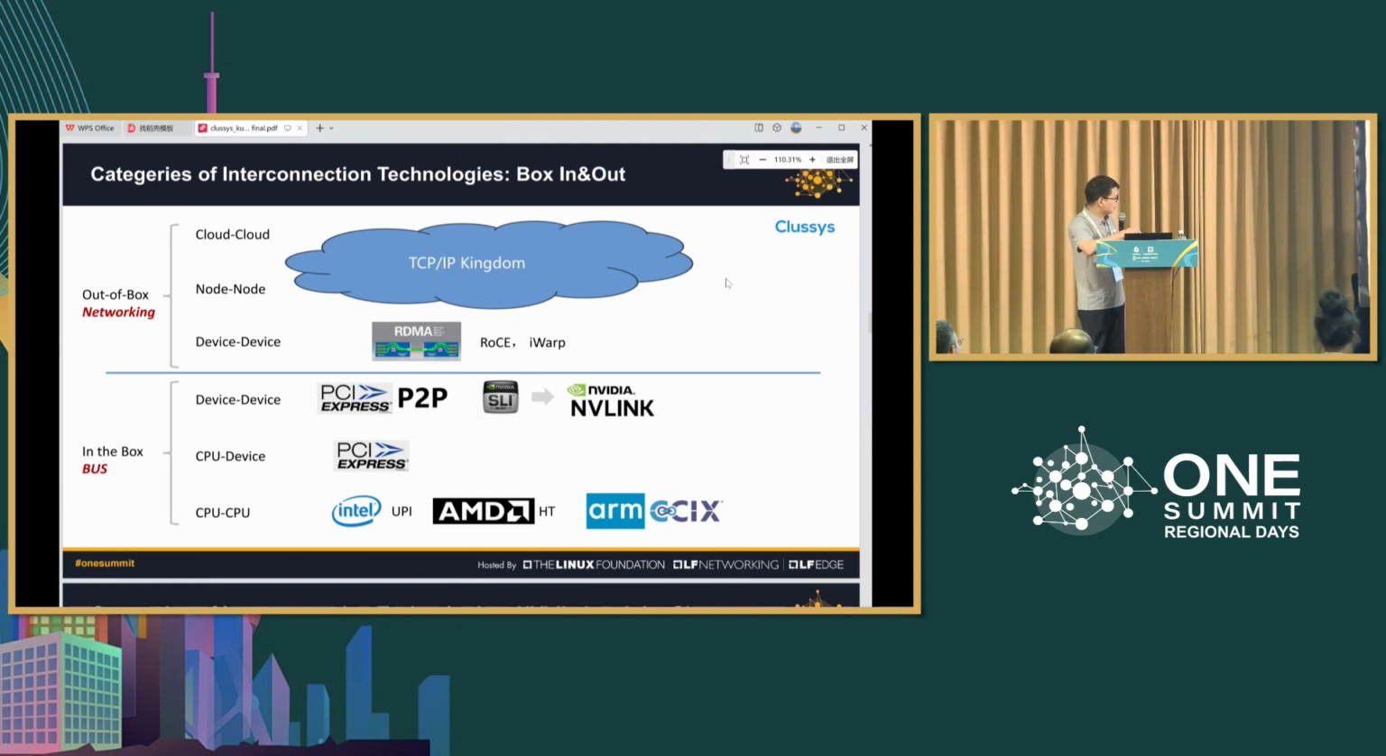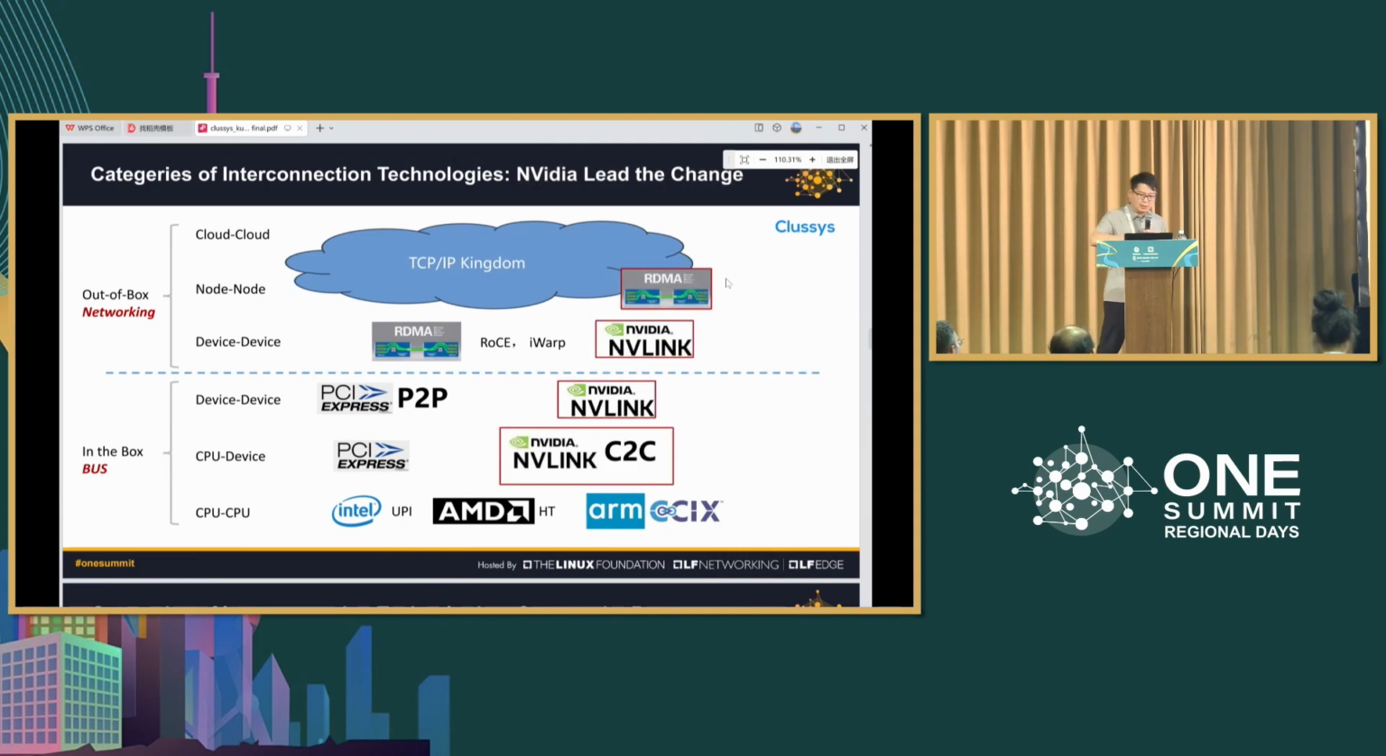However, in the box, a lot of things happened. Traditionally, we use Intel UPI, AMD HT, and for CPU to device we call it PCIe. For device to device, normally we use PCIe P2P. However, NVIDIA did something very different. They had SLI originally to connect two GPUs, and then they evolved into NVLink. NVIDIA uses NVLink to do the device-to-device connection in the box, and also out of the box.